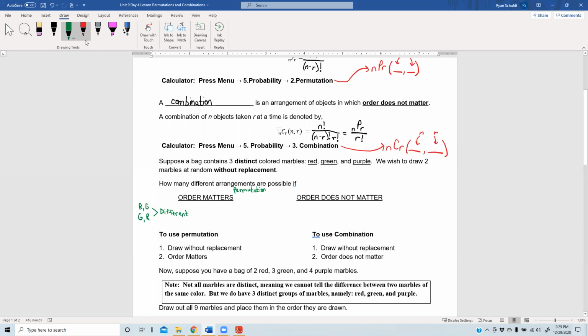Well, let's think about it. Let's use our calculator to help us here. So our n is how many marbles we have. n is 3. Our r is how many we're picking. We want to draw out 2. So r is 2. And we're doing a permutation. So we'll say nPr 3, 2. And see what that gets us.